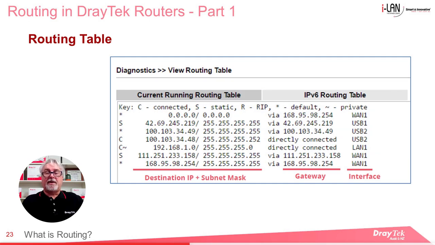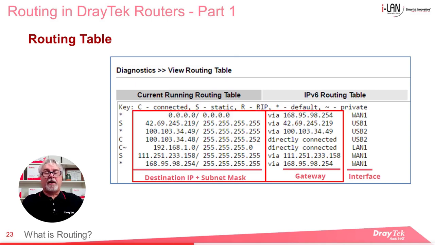Each router maintains a list of preferred routes to different networks or hosts, which is called a routing table. The routing table here is from a Vigor router. There are three parts highlighted. These are the destination IP plus subnet mask, gateway, and interface.